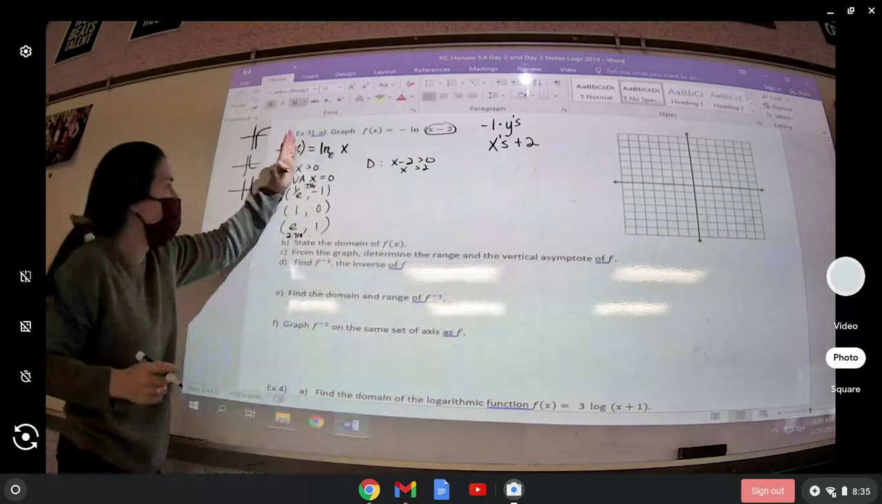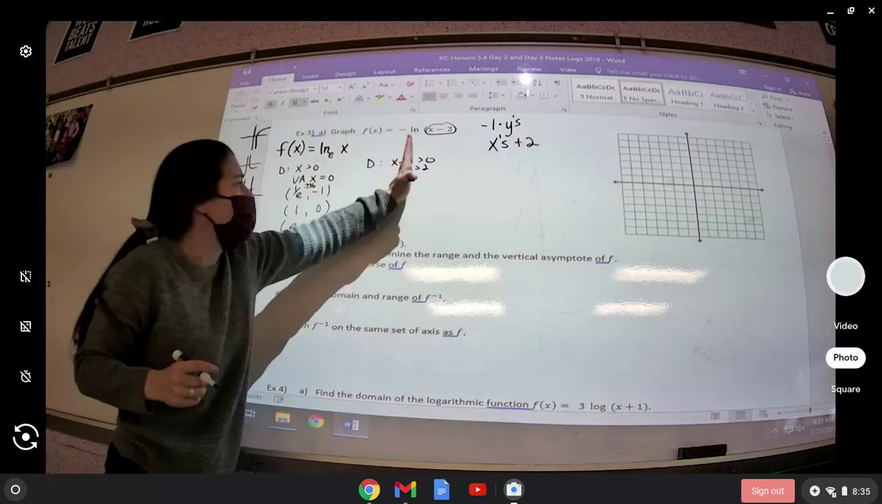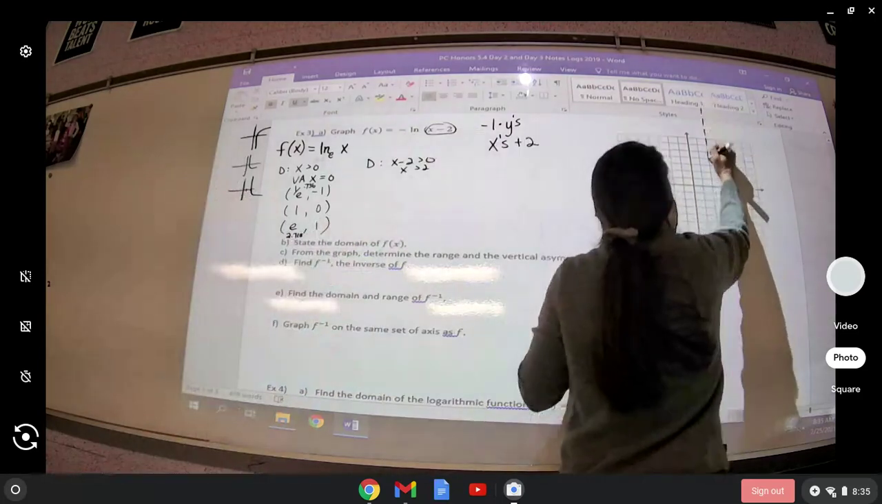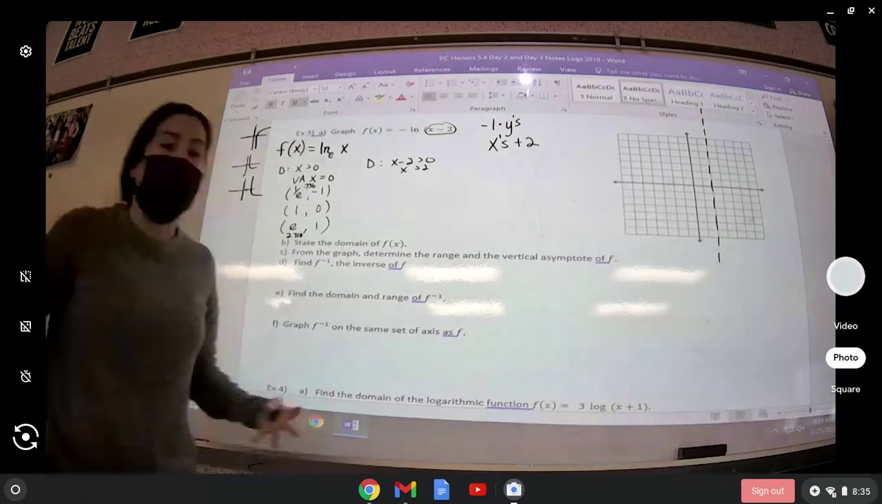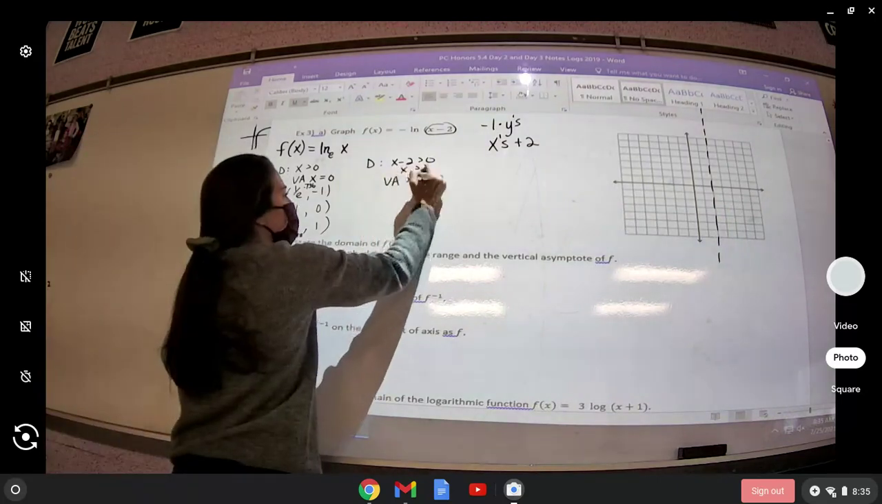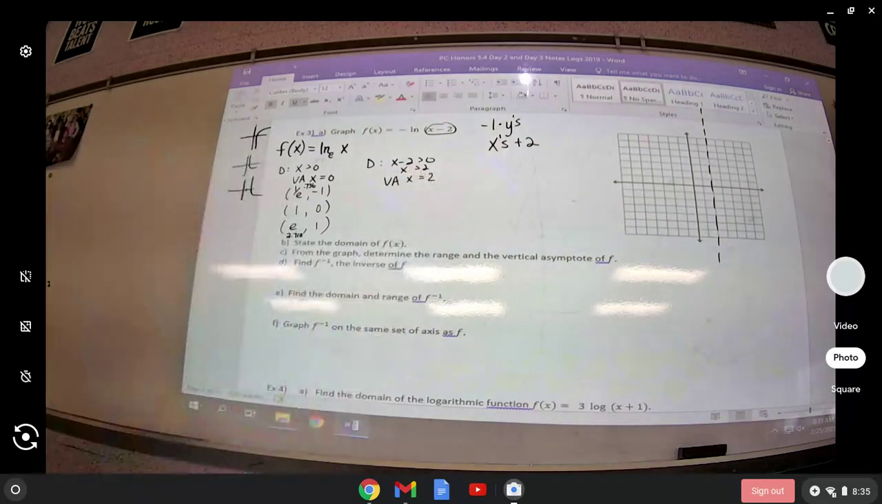So now x can't be 0. When I shift to the right 2, now x has to be greater than 2. So that's going to put a VA right at x equals 2. I'm not going to go past an x value of 2. So that's going to cause the VA to be at x equals 2 now.